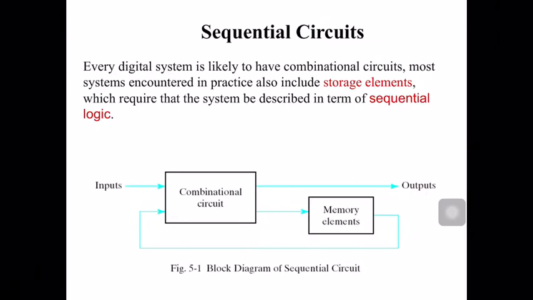Sequential circuits are likely to include storage elements. Storage elements are like memory elements, and they are combined with combinational logic. As you can see here, the input is not directly connected to the combinational logic, and the combinational logic can store some of the data into memory elements, and these memory elements will feed back the output to the combinational circuit.